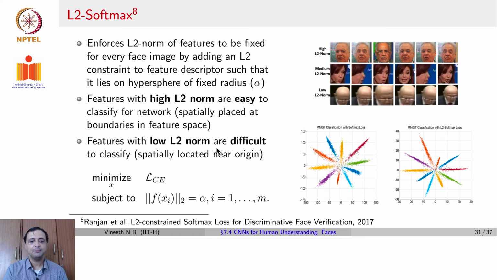So in this case, the optimization turns out to be you minimize cross entropy loss such that the representations that you get before you apply a softmax ensures that f of xi is equal to a predefined alpha.